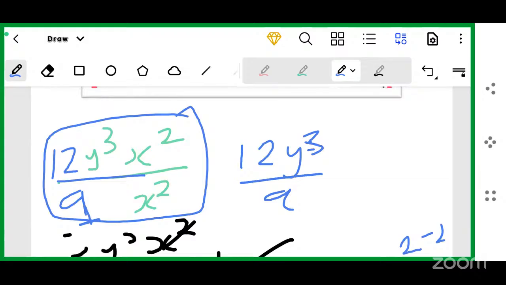So let me say 12y3x squared over 9x to the power of 2. Okay. So we're going to have 12 and all right. Yeah, it is correct.